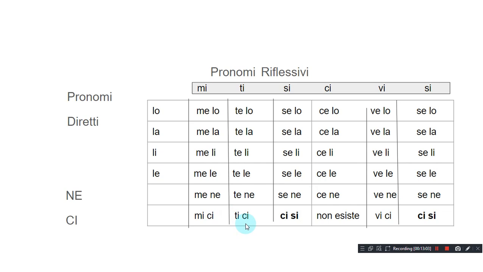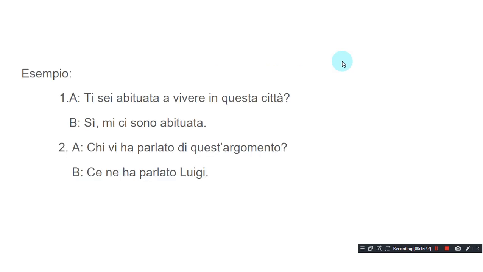Mici, tici, cisi. Here it changes, and mi gets used as mi. It does not change into me, just like the rest of the reflexive pronouns. Mici, tici. Here it changes place. Ci, si. It doesn't follow, but it precedes. Si. Ci and ci non esiste. It doesn't exist. Vi, ci, and again, ci, si. So let's have a look at some examples with these uses.